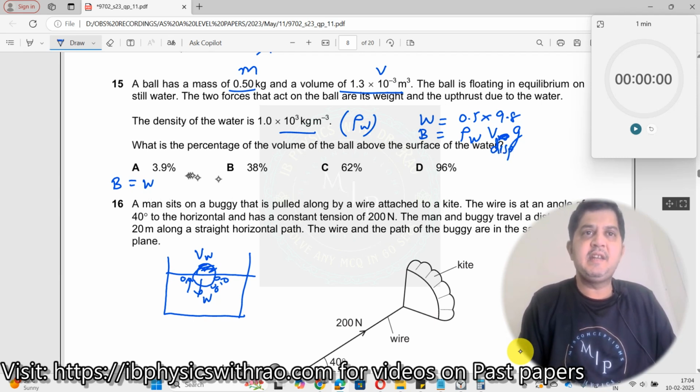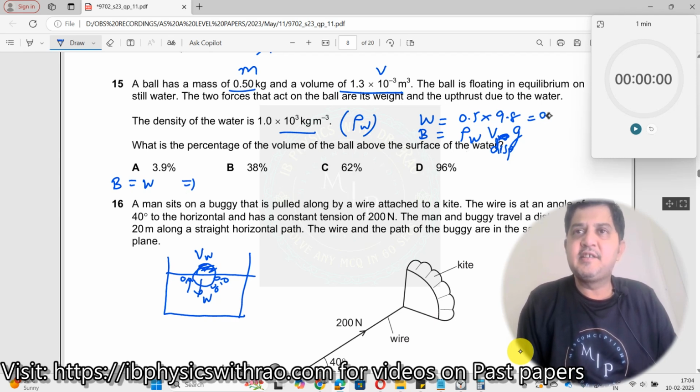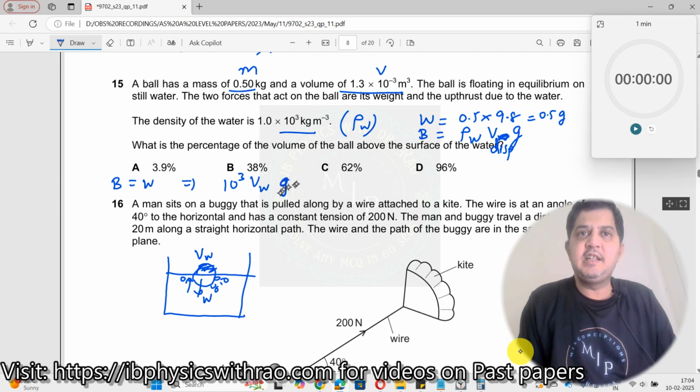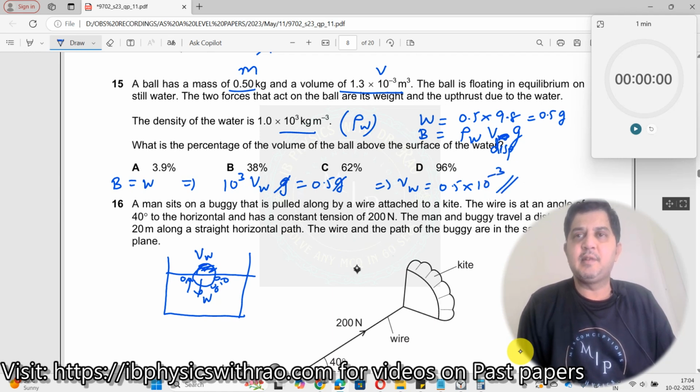Now I can equate these two. When I equate these two, what do I get? The weight is 0.5 times g. So I will write density of water as 10^3, and this is V_w displaced times g, equal to 0.5 times g. The g goes away and you have only V_w. V_w will now be equal to 0.5 × 10^-3. This is what we have.